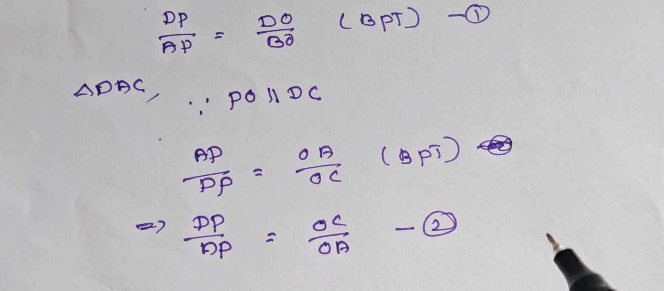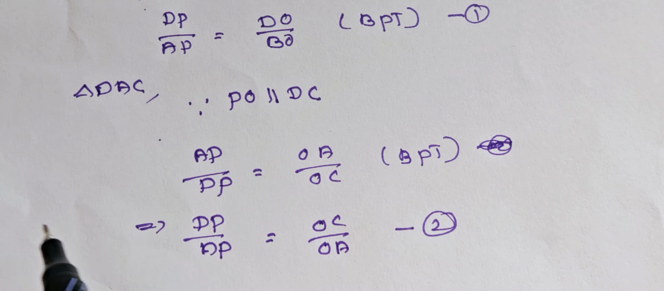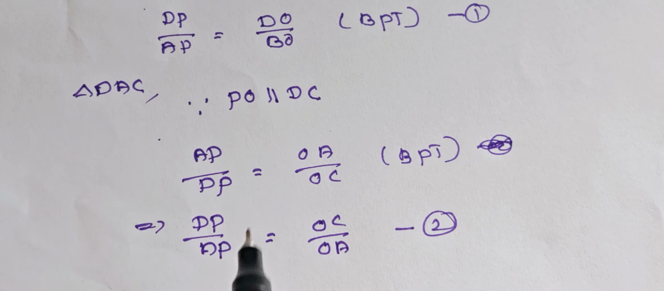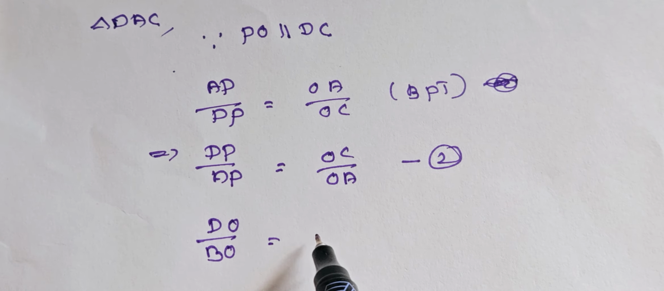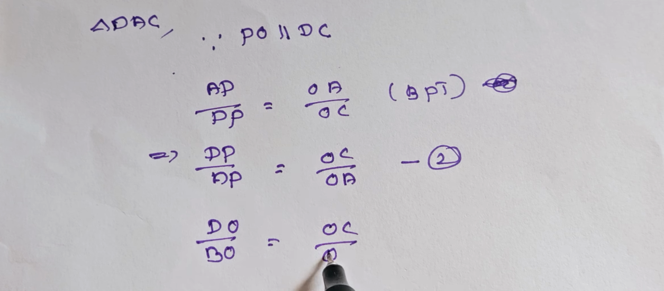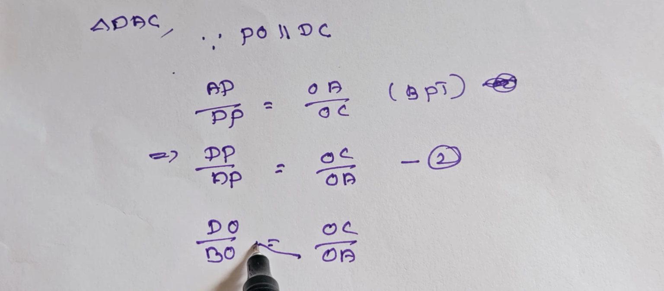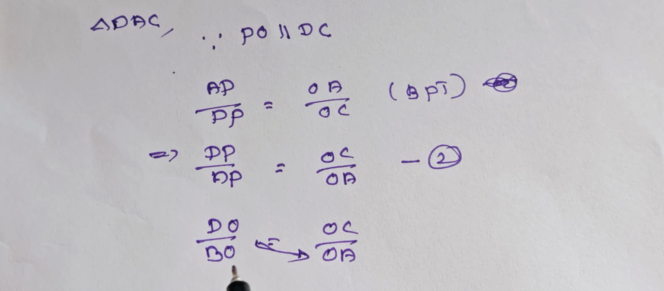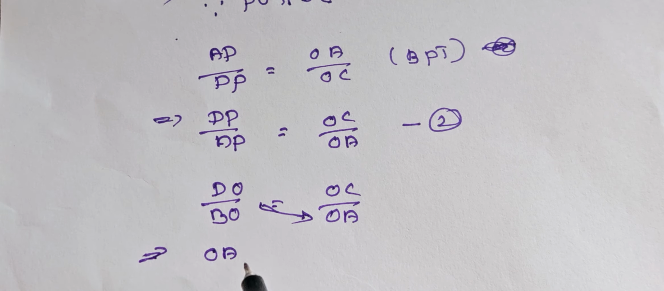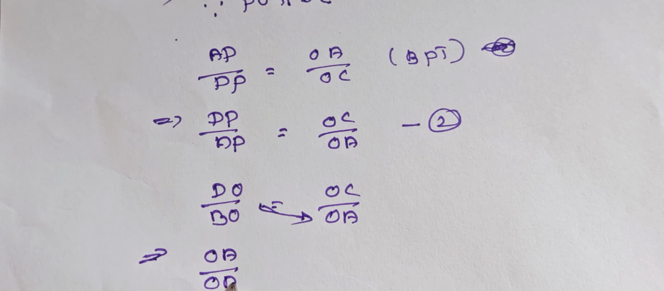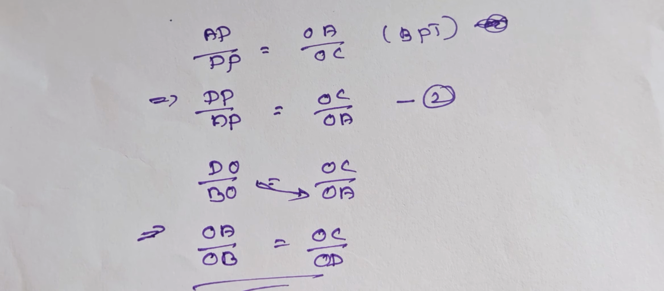Now from these two we get, since LHS are equal, RHS are also equal, that is DO by BO equal to OC by OA. Now taking OA to LHS and OD to RHS, we get OA by OB equal to OC by OD, and that we have to prove.